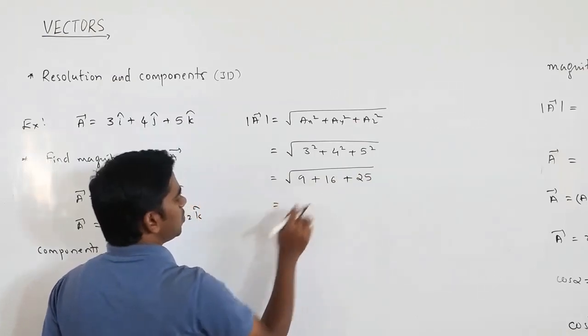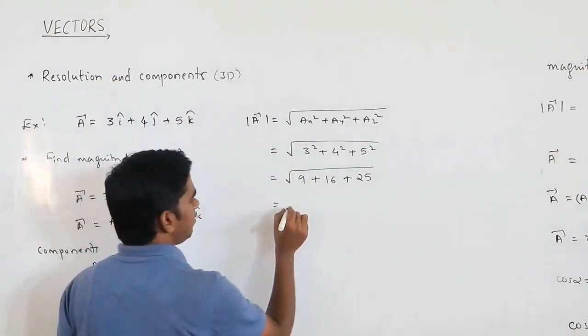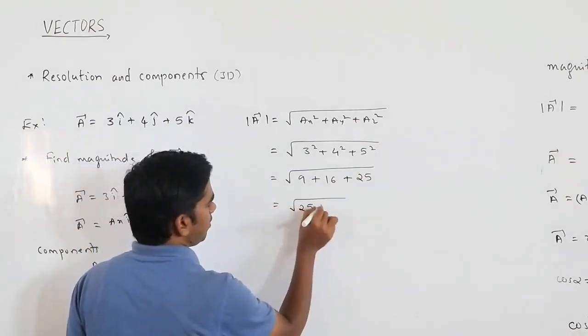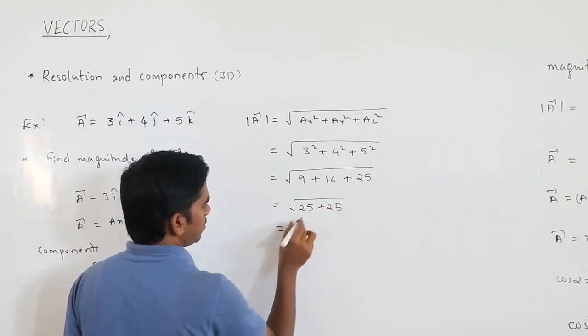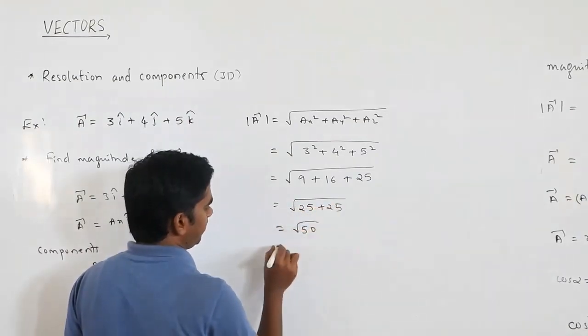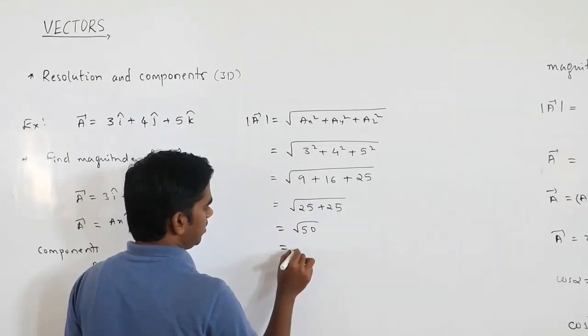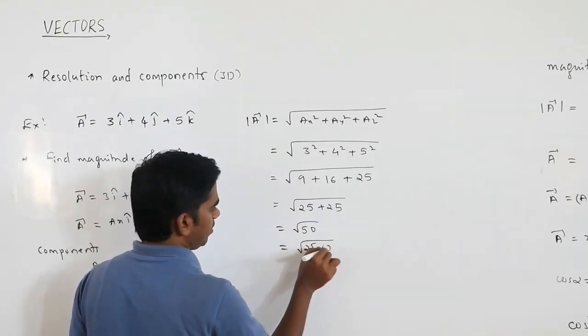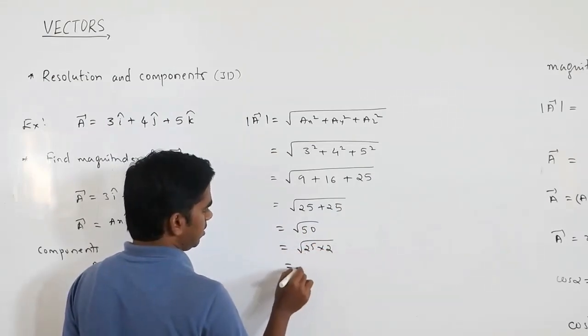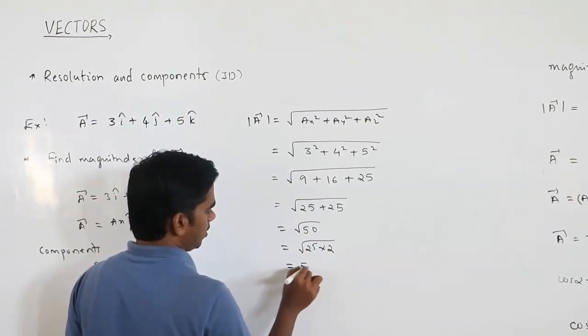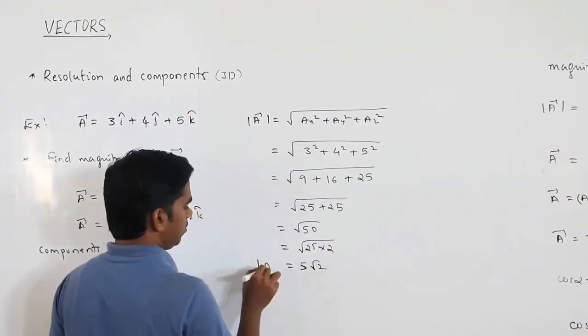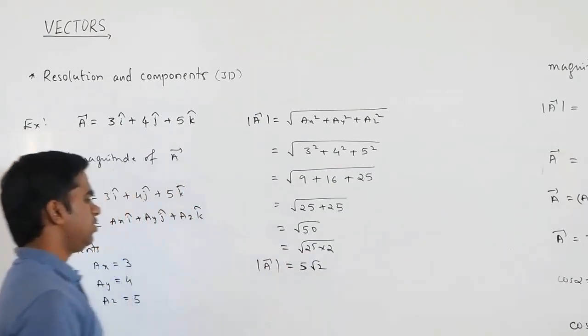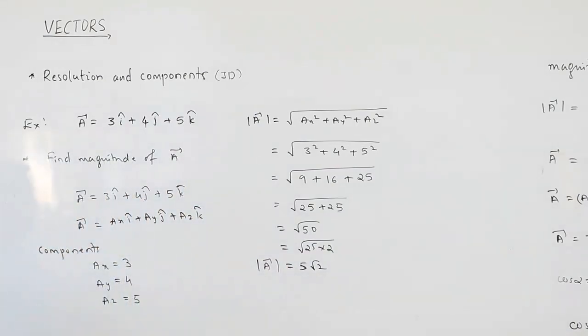Okay. So 9 plus 16 will be 25. So 25 plus 25, so the total will become what? 50. 50 you can write as 25 into 2. So 25 you take outside, so this will become 5 root 2. So the magnitude of vector A is 5 root 2.